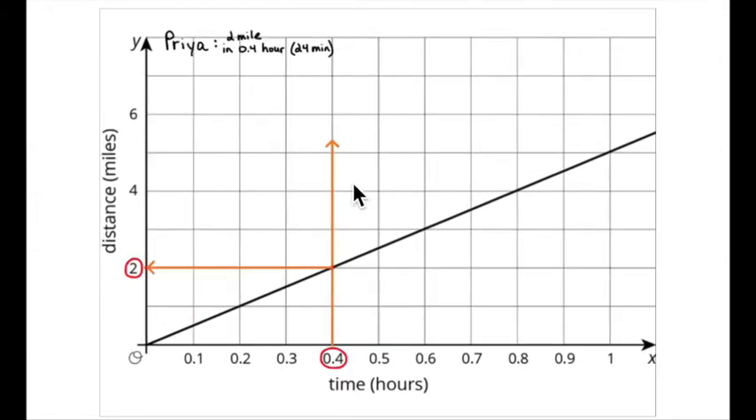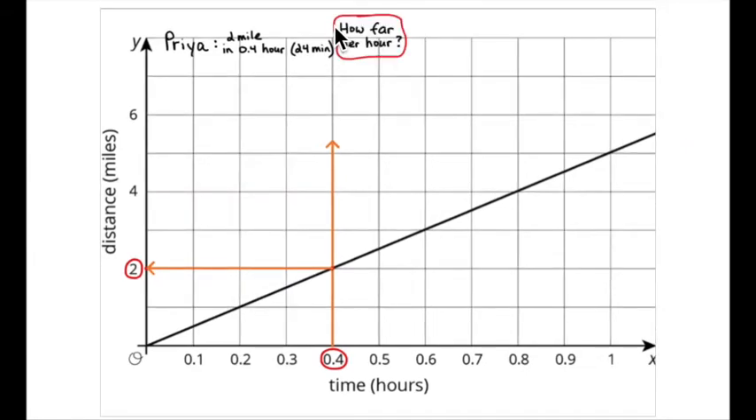First of all, let's take a look at Priya. In 4/10 of an hour, Priya runs 2 miles. So if you take this 4/10 of an hour and move up to her graph and then over to the y-axis, it tells you the distance that she travels in that 4/10 of an hour is 2 miles. Well, 4/10 of an hour is 24 minutes.